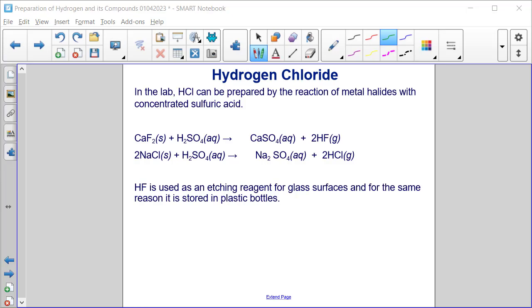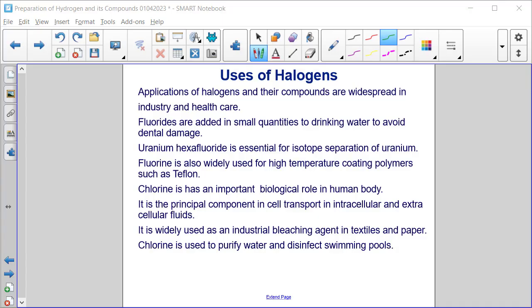bottles. Uses of halogens. Applications of halogens and their compounds are widespread in industry and healthcare. Fluorides are added in small quantities to drinking water to avoid dental damage. Uranium hexafluoride is essential for isotope separation of uranium. Fluorine is also widely used for high-temperature coating polymers such as Teflon.